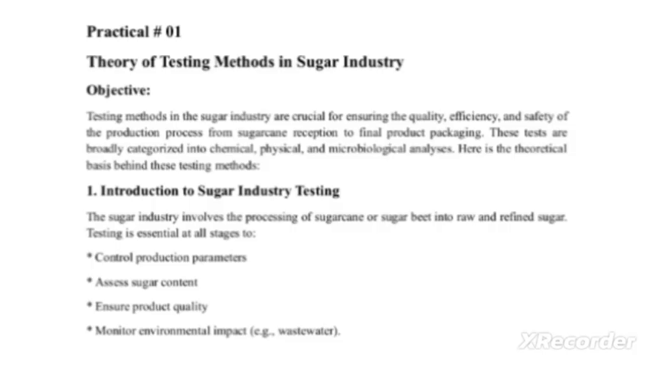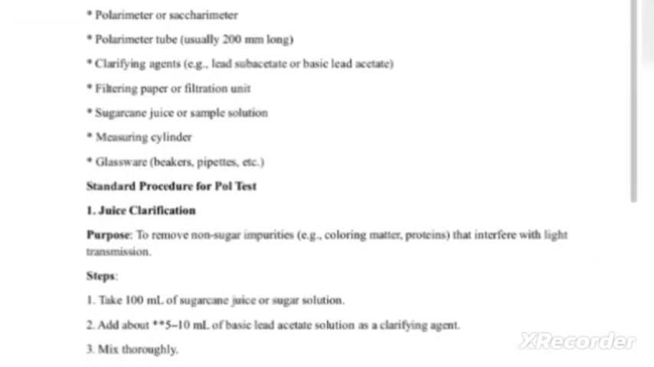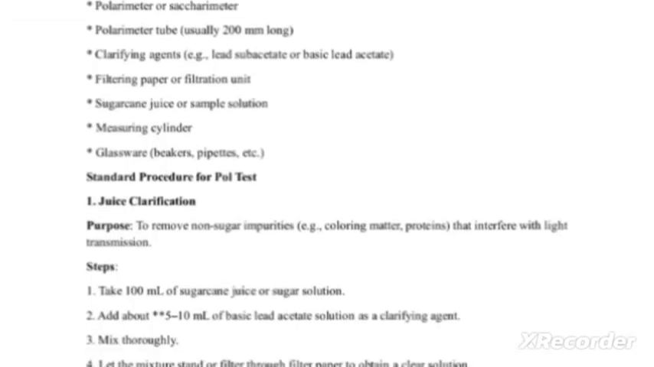Material and equipment required. Polarimeter or saccharimeter, polarimeter tube, clarifying agent, filtering paper or filtration unit, sugarcane juice or sample solution, measuring cylinder, glassware. Standard procedure for polarity test.